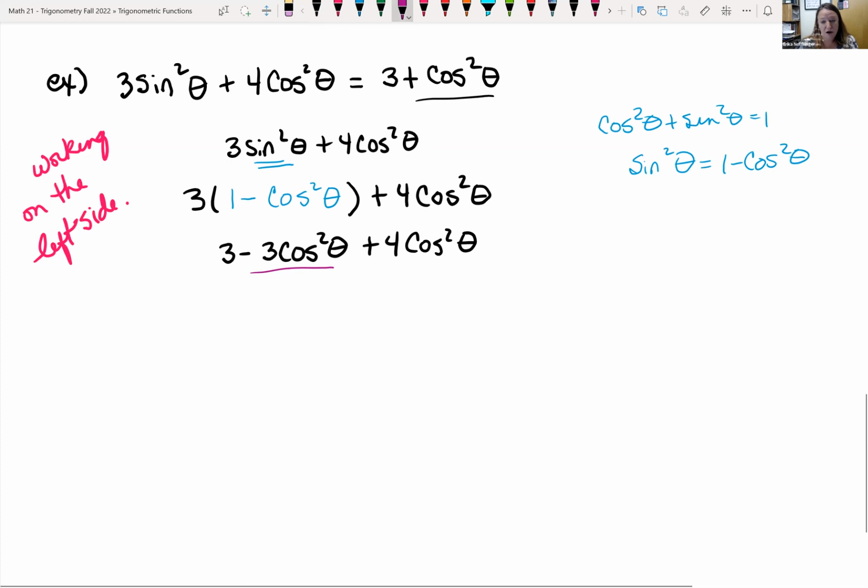So negative 3 cosine squared theta plus 4 cosine squared theta. Those are like terms, so we can add those. So 4 minus 3 gives us plus 1 cosine squared theta. We got this to look like the right-hand side of our equation, and so we established that identity.